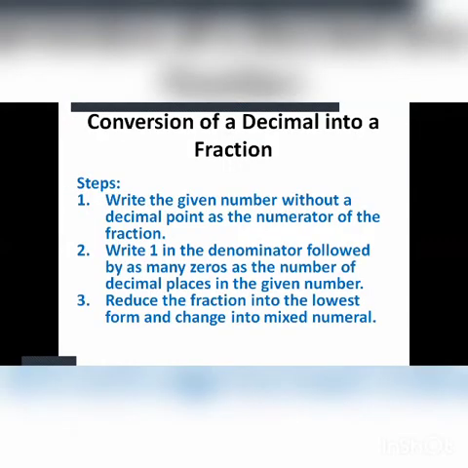Next is converting a decimal into fraction. To change a decimal into fraction, we follow these steps. First, write the given number without a decimal point as the numerator of the fraction. Secondly, write 1 in the denominator followed by as many zeros as the number of decimal places in the given number. Third, reduce the fraction into the lowest form and if required, change into a mixed numeral.